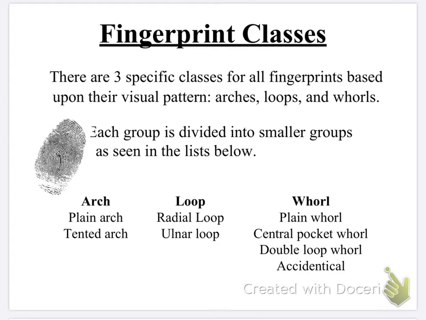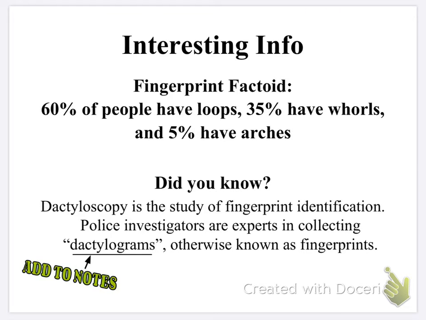There are three classes for fingerprints: arches, loops, and whorls. So we're going to look at all of those. Here are just some interesting facts about fingerprints. 60% of people have loops, 35% have whorls, and 5% have arches. You do need to know the term dactylograms, which is the term for fingerprint.